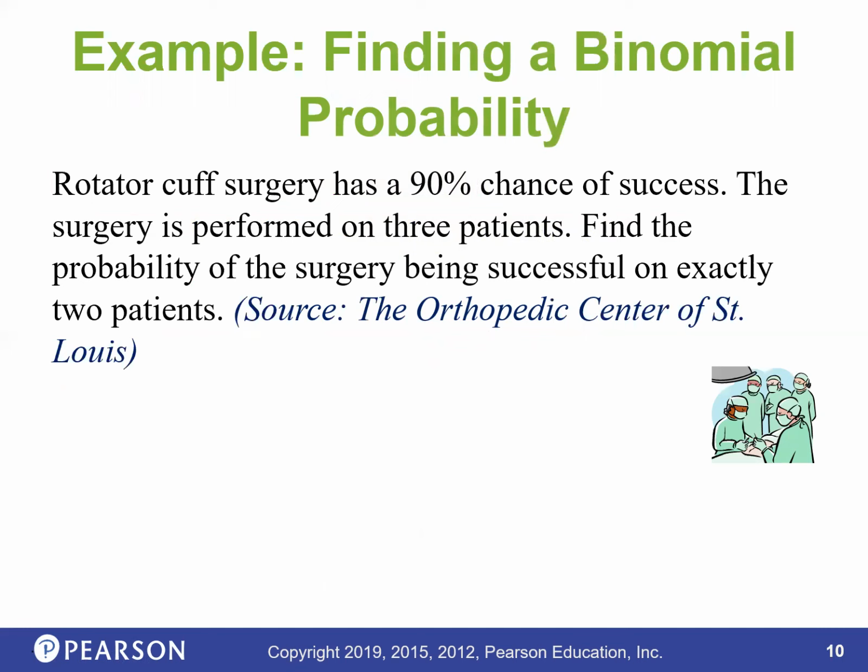This source looks like the Orthopedic Center of St. Louis, which is kind of cool. That means they keep tabs on how things went. So here it is: a 90% chance of success. The surgery is performed on 3 patients. Find the probability of the surgery being successful on exactly 2 of those patients.